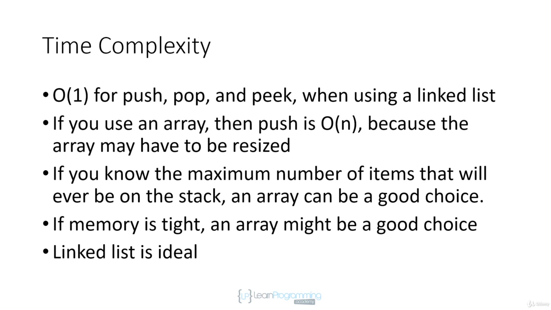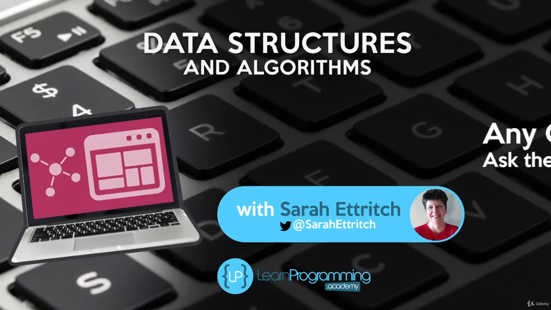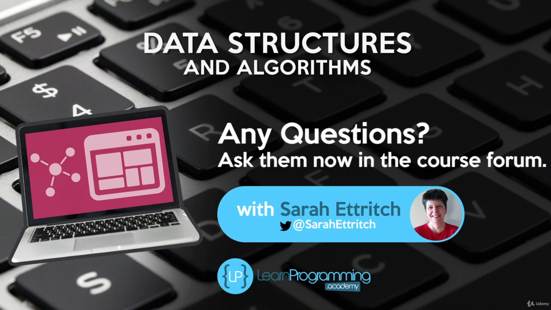If memory's tight, an array might be a good choice, because with an array, you don't have the overhead of having to have a next field. But if memory isn't tight, and if you don't know what the maximum number of items is going to be, then a linked list is ideal. And even if memory is tight, a linked list would be ideal if you don't expect to be adding a whole ton of items. A linked list really does lend itself well to the behavioral restrictions that a stack has. So now that we understand what a stack is and the operations we can do on a stack, let's implement a simple stack. I'll see you in the next video.